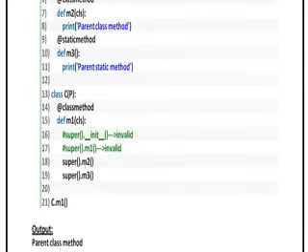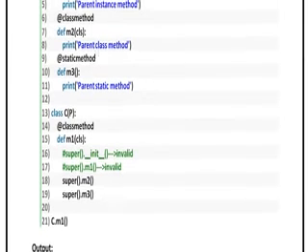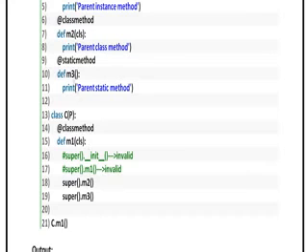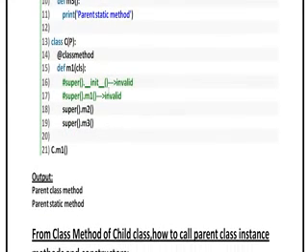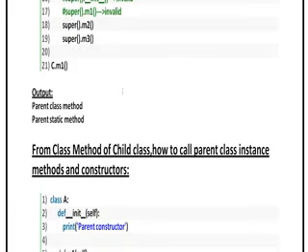Super of M2 means whatever I have written in M2. You can see parent class method, that output is going to get printed. Next, super.M3, in M3 what I have written is parent static method. So whatever function I have written in M3, that particular function is going to get printed.